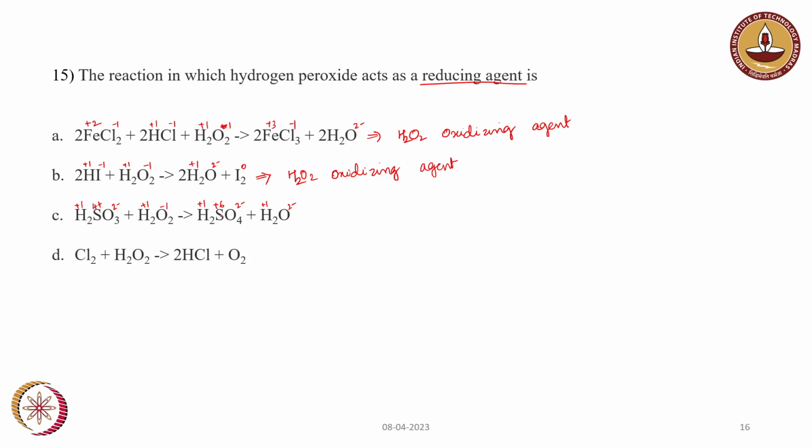So here oxidation state of sulfur increased from 4 plus to 6 plus. So here again H2O2 is oxidizing agent.